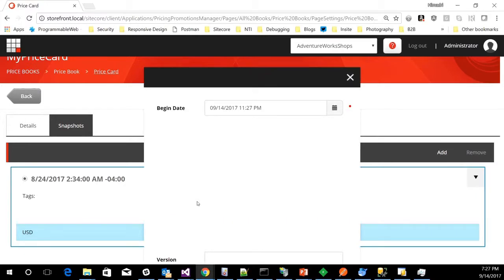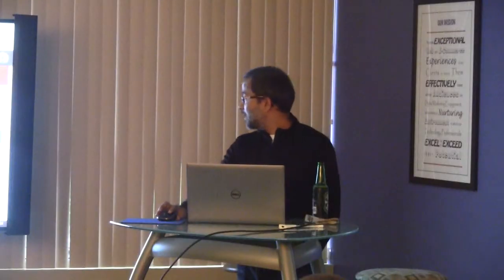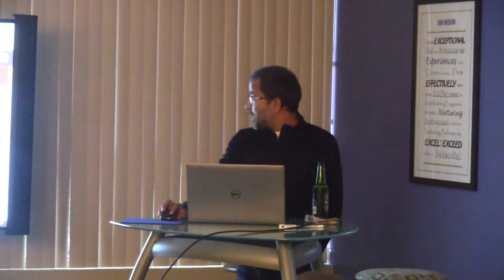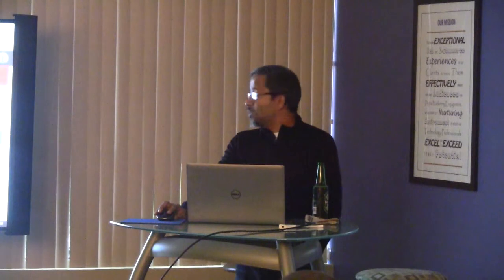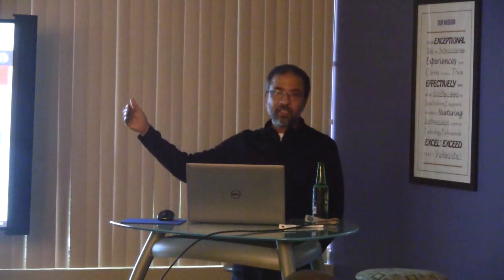So if I define a new price card, then it will ask me a begin date, okay? And I'll give a date. The reason it's called snapshot is that it will start from that date, and you can have an end date also. Okay, so after that date, that price is not applicable anymore. And basically, you create that card, and then you add break quantity pricing.